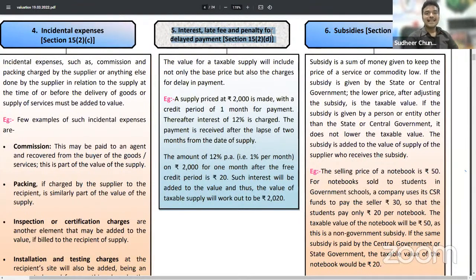Because here, if you see, the value of the taxable supply will include not only the base price but also the charges for delay in the payment. The charges for delay in the payment will also be included in the value of the supply. Okay. So, interest, late fee, penalty.